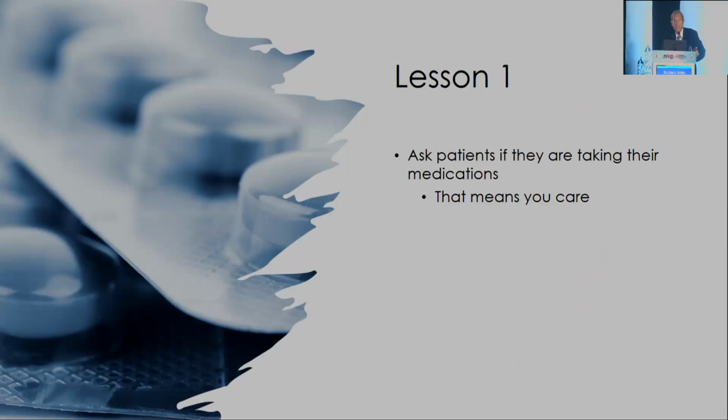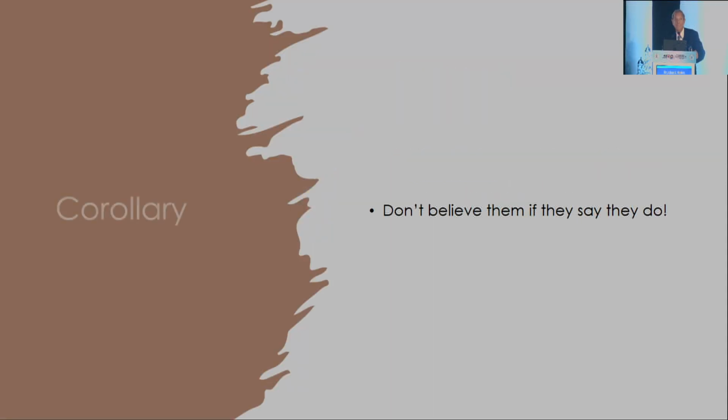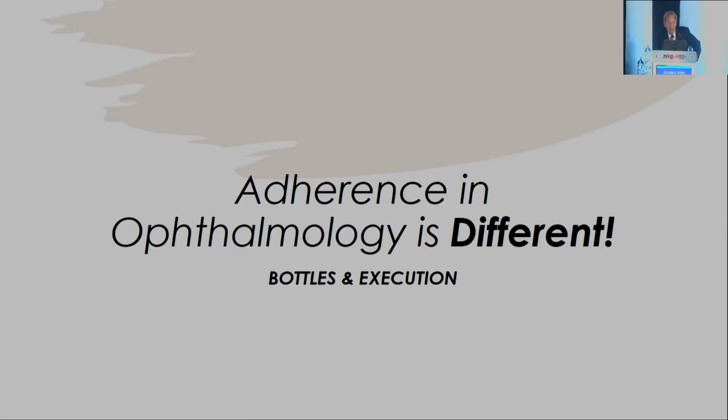So the first lesson, we have 5 lessons today, is ask patients if they're taking their medicines, because that means you care about them, and that'll really make a big difference. But there's a corollary: don't believe what they say if they say they did take them. Adherence in ophthalmology is much different than in regular medicine. Why is that? First of all, you have to get the drop in your eye. Unless you're dysphagic, you can get a pill in your mouth.